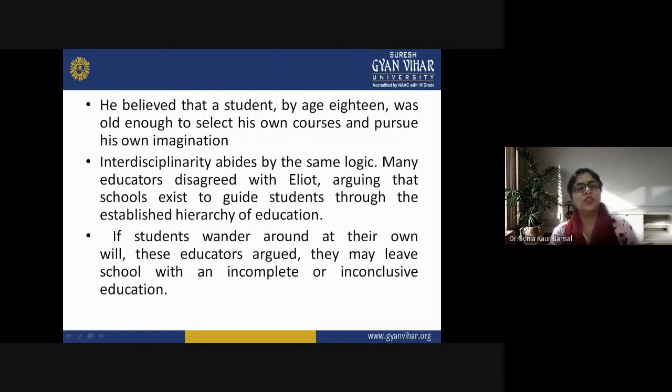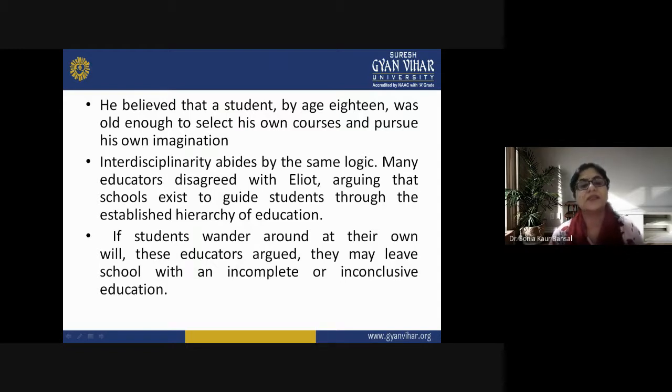Now, Charles Eliot believed that a student by the age of 18 was old enough to select his own courses and pursue his own imagination also. Interdisciplinarity abides by the same logic, because the child has grown up and is now old enough to select his own courses, and he will pursue his own imagination also. So in that case, interdisciplinarity abides by the same logic.